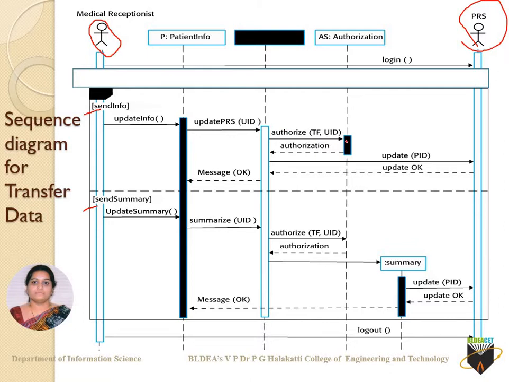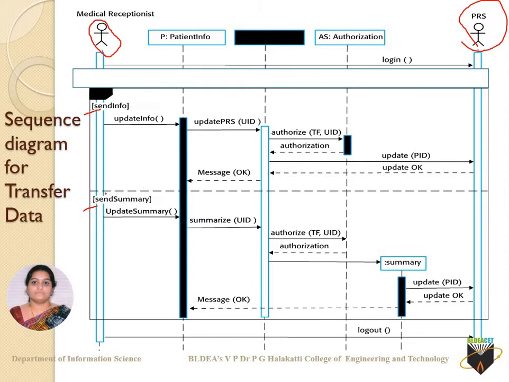When you do that authorization, if it is successful, it goes across with a return type. I had told you that wherever return types are expected for a user defined function, it is defined by a dashed arrow. So a dotted arrow, that is the authorized one. Once that person is authorized, you update the person's PID. For that particular patient record system, for that particular PID an updation takes place. Update OK, then the message OK will be displayed in front of patient info. So this is with sending of information.